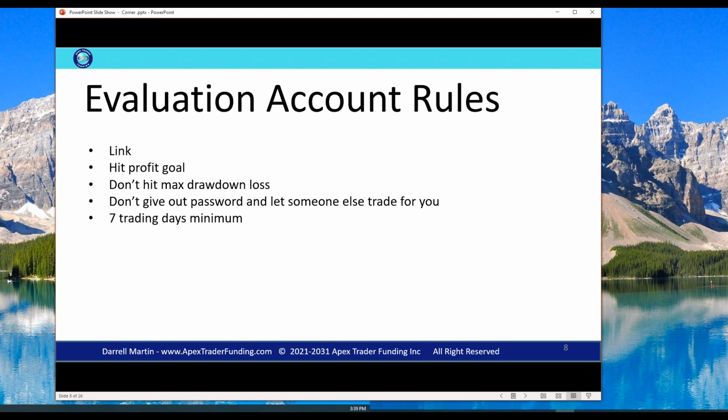Here's a demo account. Can you meet this profit goal without meeting this loss? And you trade it. Don't let someone else do it. Trade for like 7 days. Follow a code of conduct, like be professional. And that's it. That is the rules of the evaluation account. That is how you pass an evaluation test to be able to move over to a paid performance account with a profit split. Do any of those rules listed right there on the screen sound unreasonable?